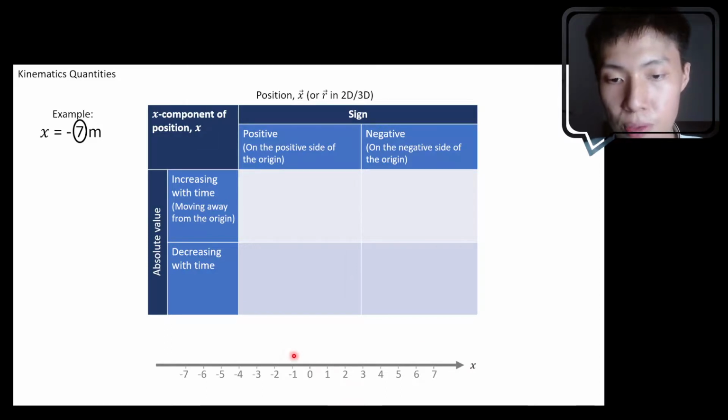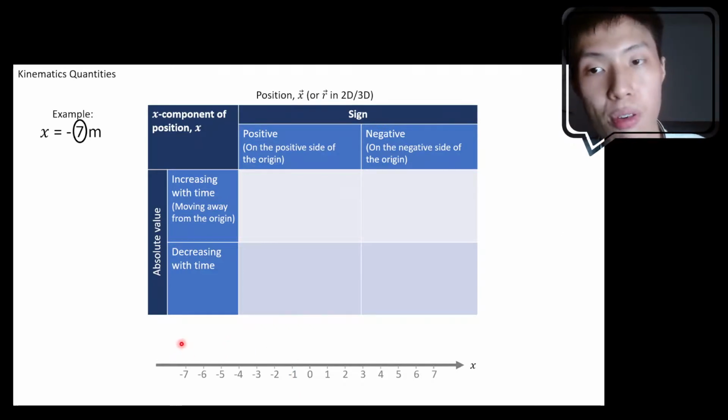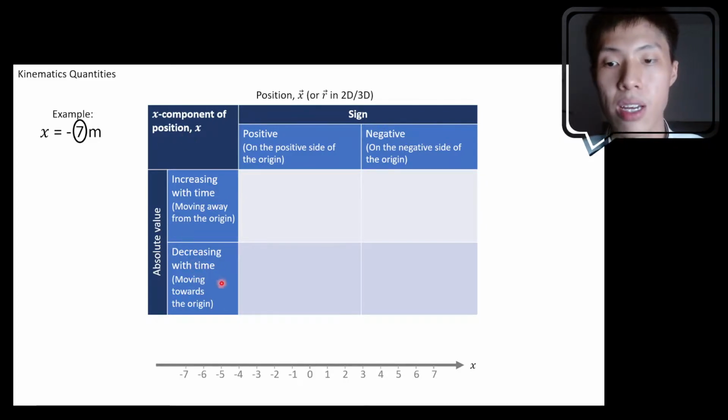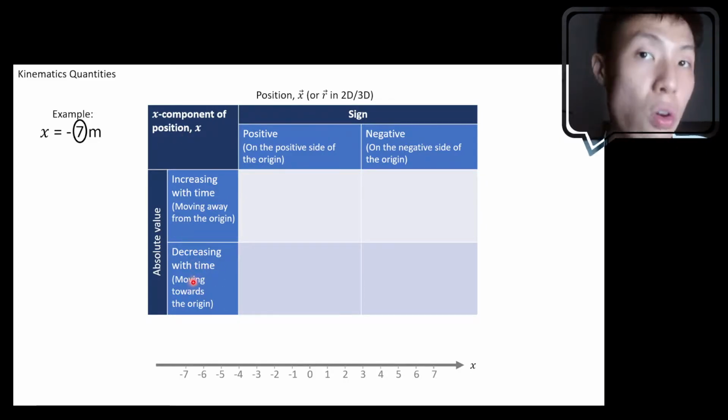If you look at the absolute value, just look at the value, don't look at the sign. It's also 1, 2, 3, 4, 5, 6, 7. So you're moving away from the origin if your absolute value increases with time. Okay, if your absolute value is decreasing with time, when you go from 7, 6, 5, 4, 3, 2, 1, or over here 7, 6, 5, 4, 3, 2, 1, you are getting nearer, or you are moving towards the origin. That's the idea. If you see the component is decreasing with time, it means it's moving towards the origin.